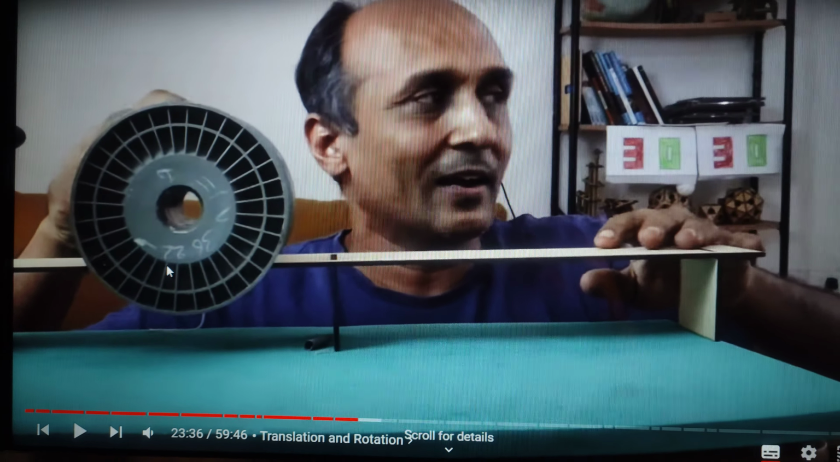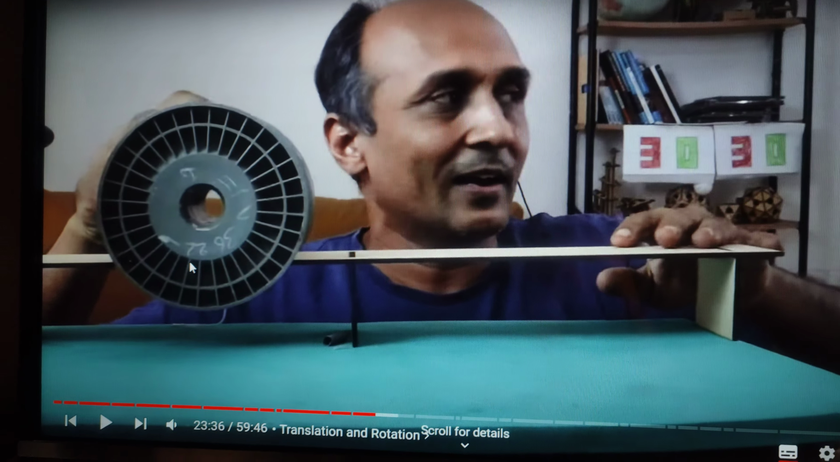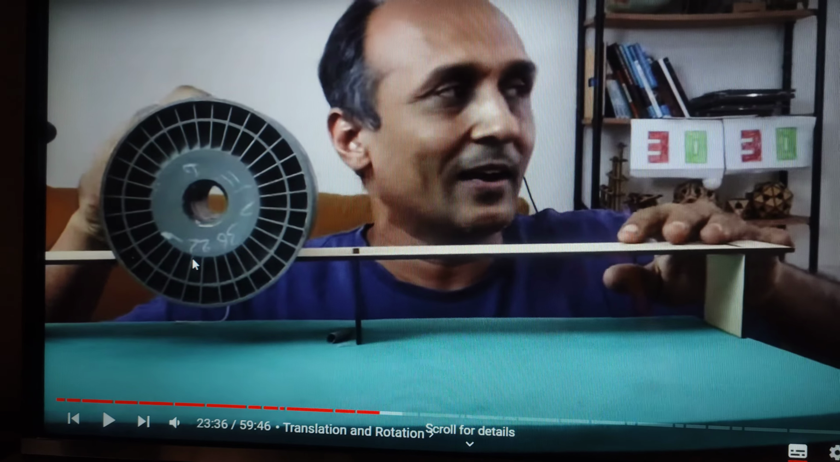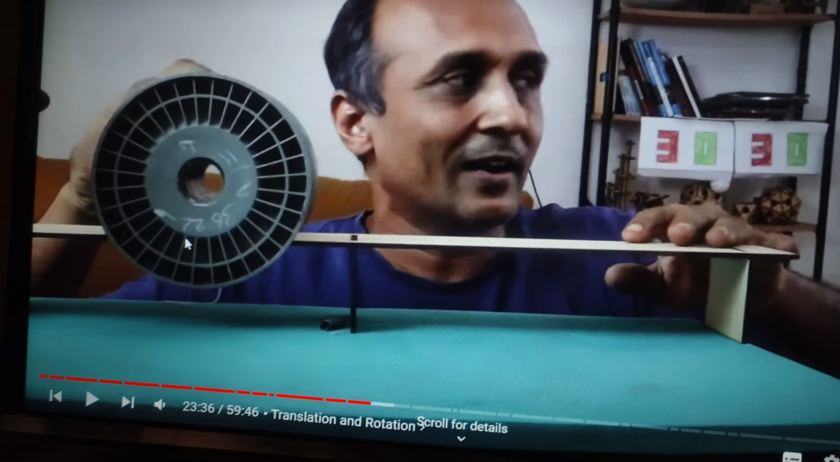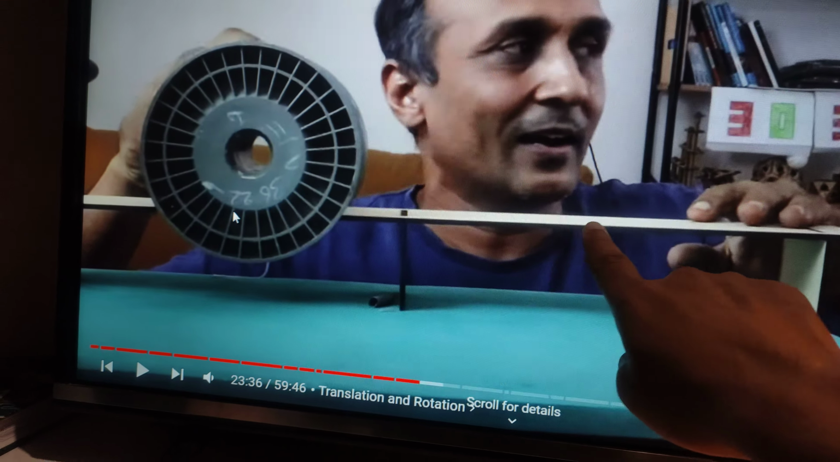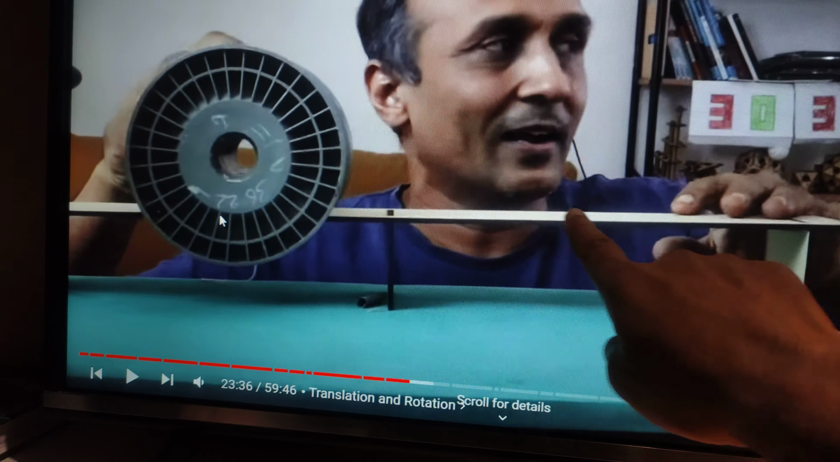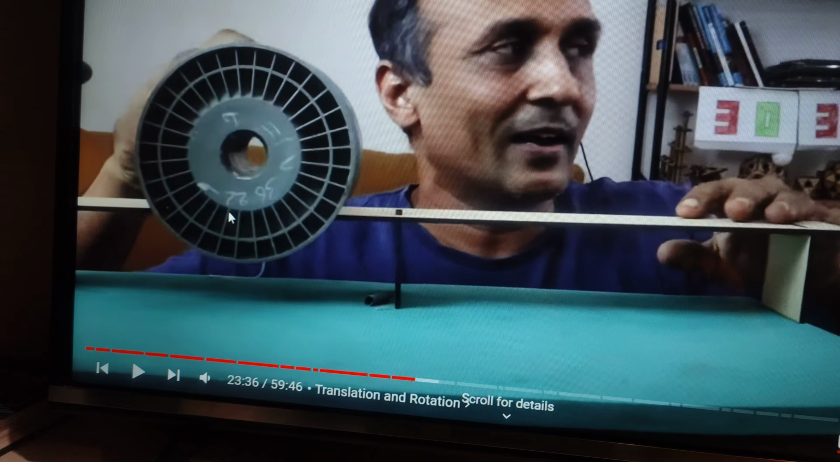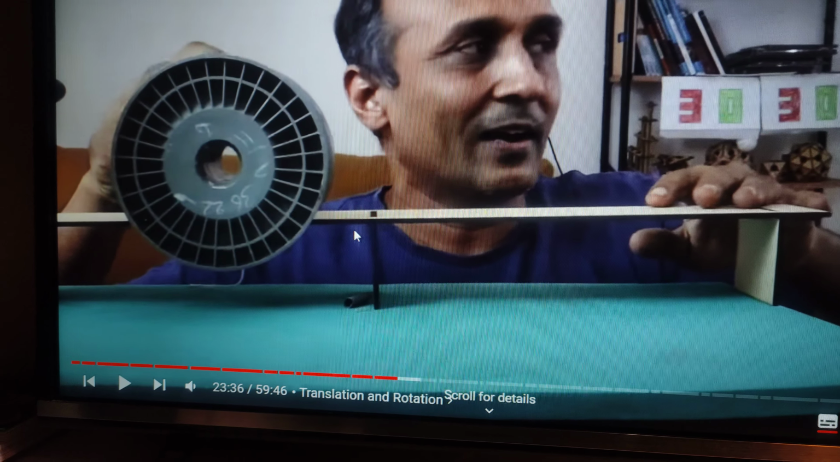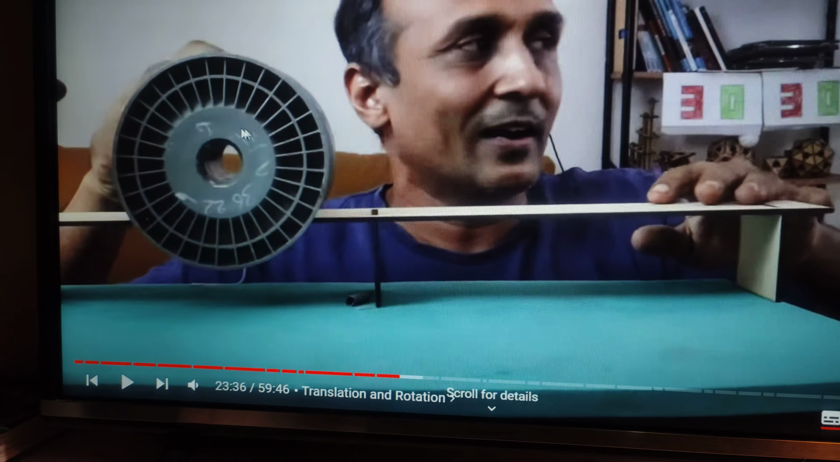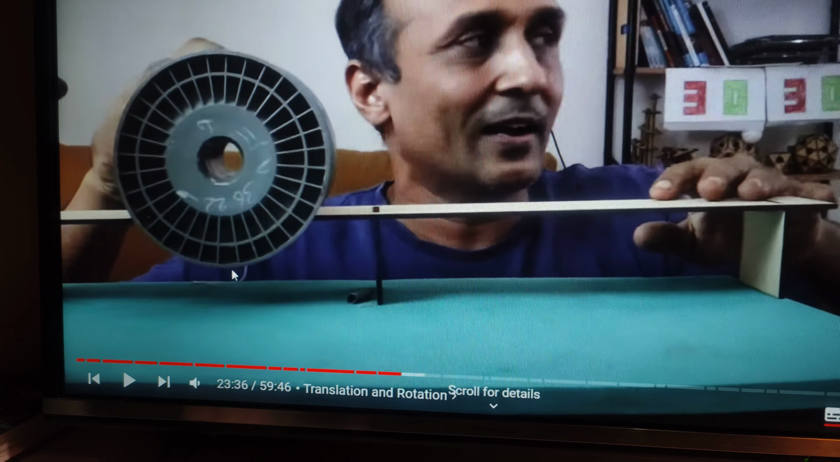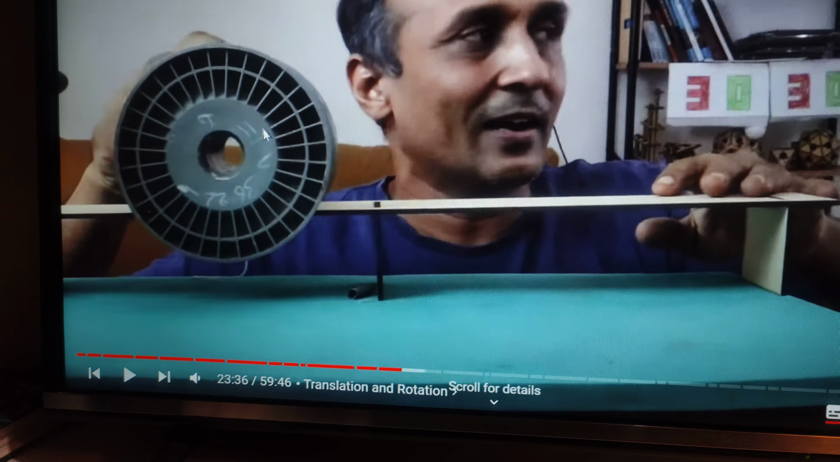Okay, so here is a demonstration where Manish sir is trying to explain what would happen to the spool when it is placed like this. As you can see over here, there is a platform and the spool actually rolls on this platform. Now, it is the inner part of the spool that is rolling. So the outer circumference is not rolling, but the inner circumference is.